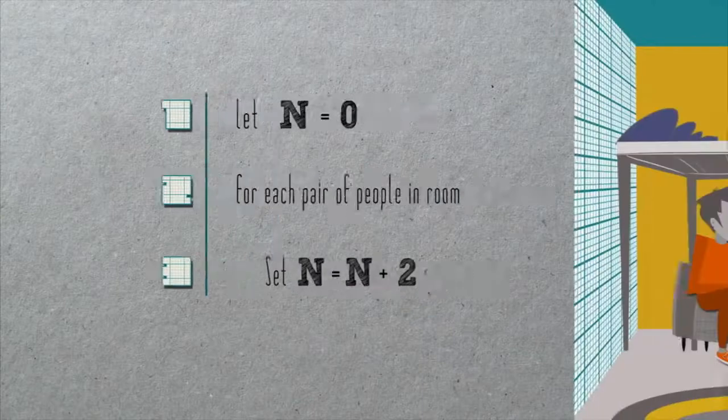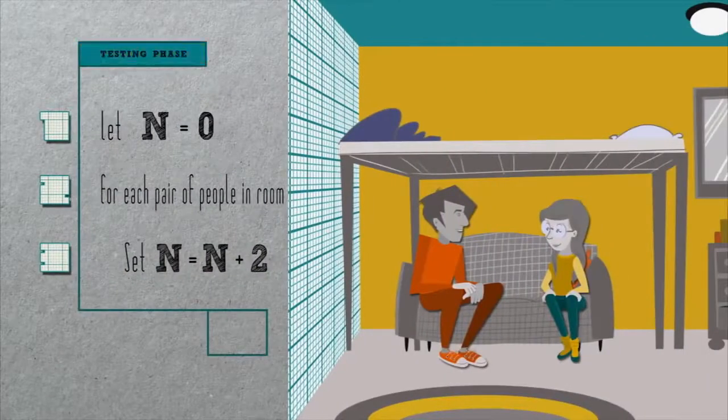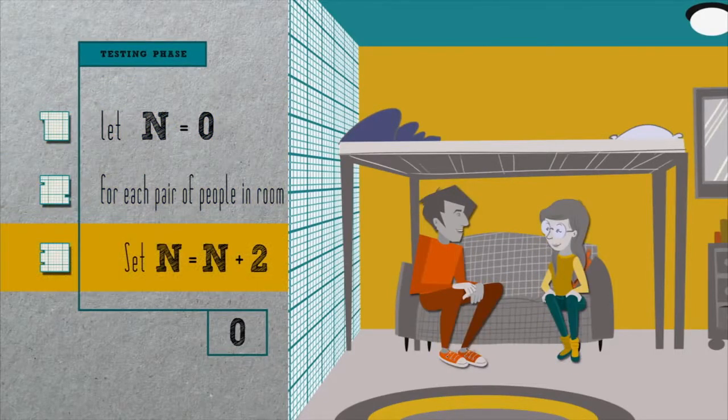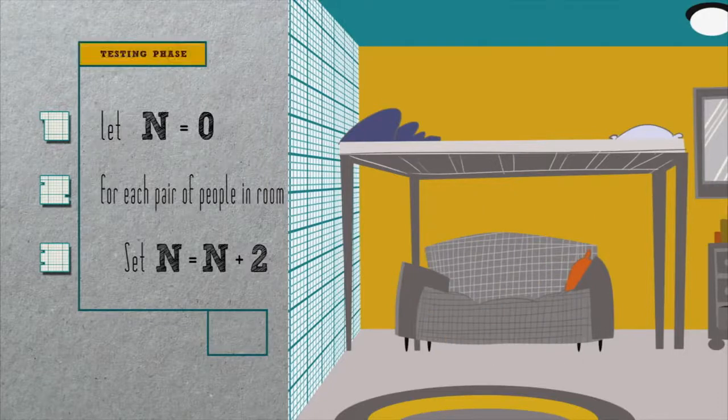But is it correct? Let's see. Does it work if there are 2 people in the room? In line 1, we initialize n to 0. For that one pair of people, we then increment n by 2. And so by this algorithm's end, n is 2, which indeed matches the number of people in the room. Suppose next that there are 0 people in the room. In line 1, we initialize n to 0. As before, line 3 doesn't execute at all, since there aren't any pairs of people in the room, and so n remains 0, which indeed matches the number of people in the room.